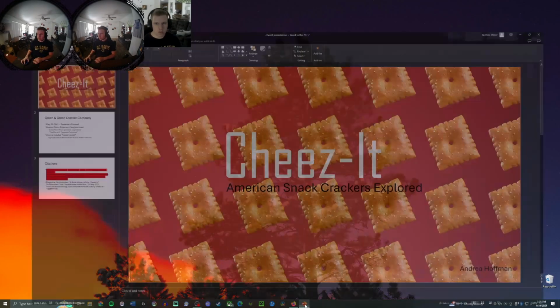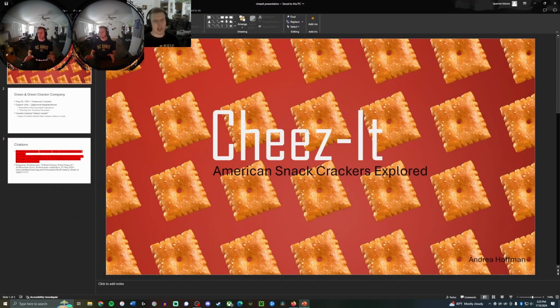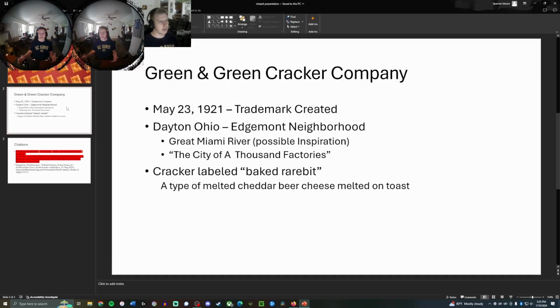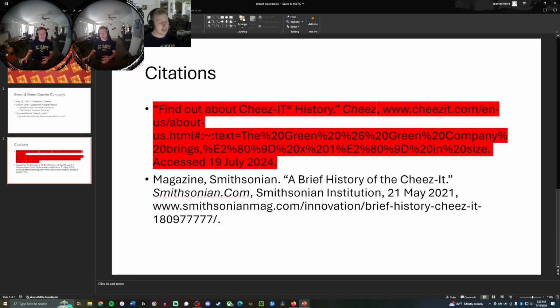So I want to pull this guy up. This was a couple slides I pulled from a previous student's presentation. You can see they did the Cheez-It, American Snack Crackers Explored. The slide is kind of plain. But what I like about their presentation is they didn't put all their information right there on the slide. They just put up bullet points, and they elaborated more in their presentation, showing they had knowledge of the actual subject. Down here, there's their citations.